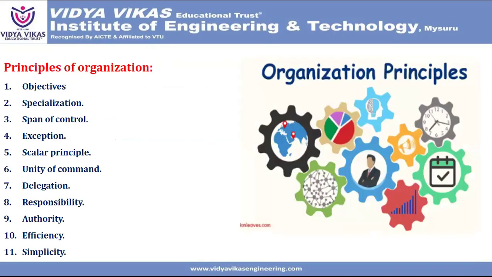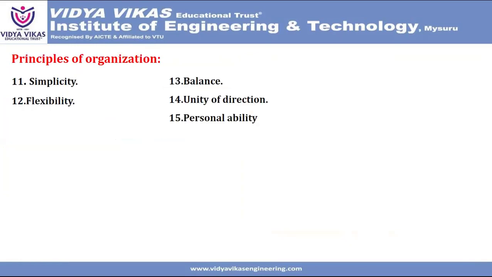Now, the principles of organization: objective, specialization, span of control, exception, scalar principle, unity of command, delegation, responsibility, authority, efficiency, simplicity, flexibility, balance, unity of direction, and personal ability. The principles of organization and types of organization we will discuss in the future classes.